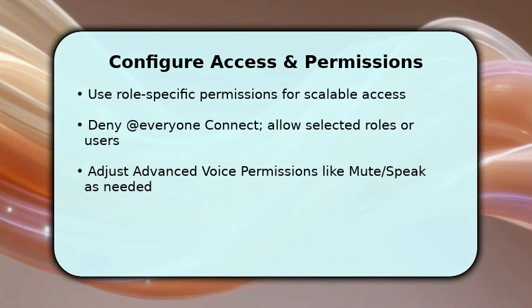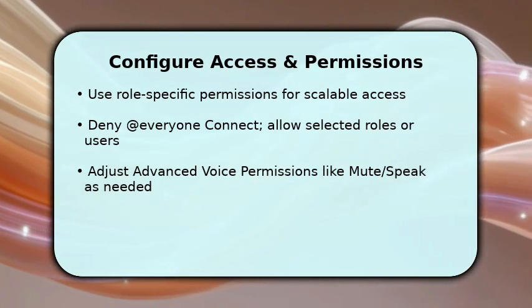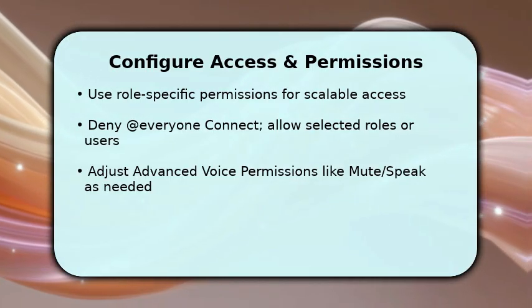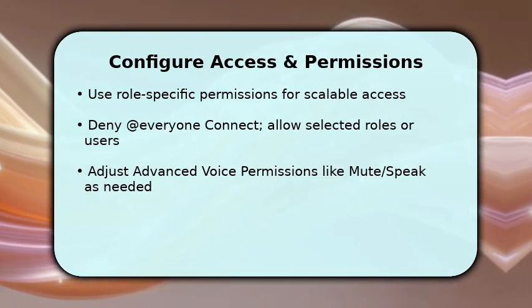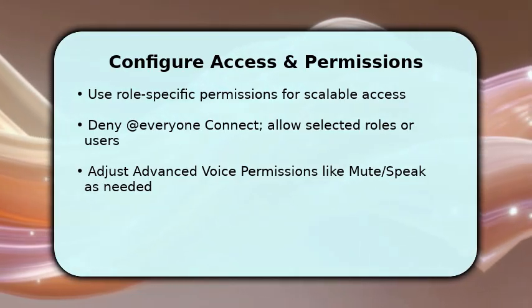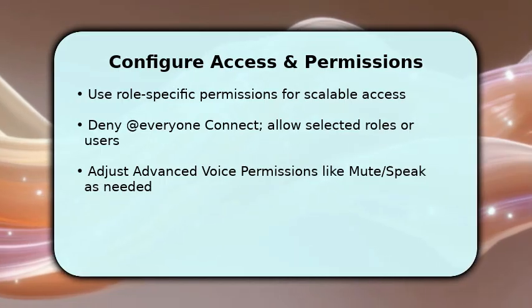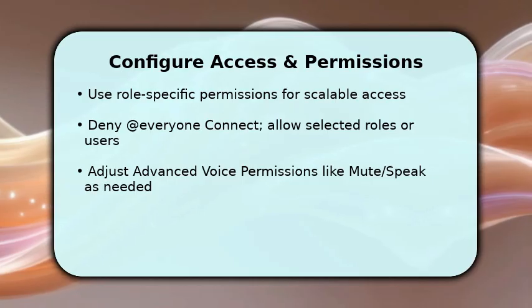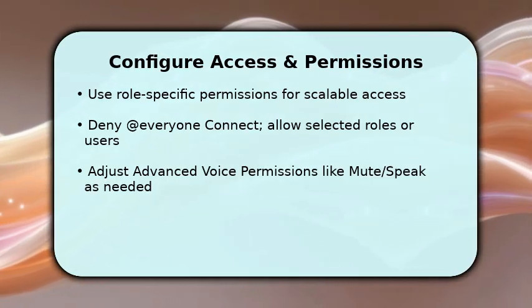Once the channel exists, open its Edit Channel settings and go to Permissions to refine who can join or manage it. Remove Connect for everyone to block default entry, then add roles or individual users and explicitly allow Connect and View Channel. Make sure to set Speak, Mute, and Move members appropriately. Give moderators extra rights if needed.